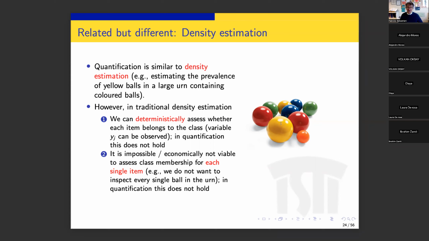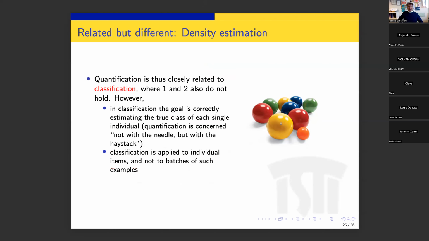The second difference is that in traditional density estimation, it is either impossible or economically implausible to assess class membership for each individual item. When we have a large urn of balls, we do not want to inspect every single ball in the urn. When we have a large population of patients, we don't want to test each patient in the population. We want to do estimates. In quantification, this is not true, because in quantification we deal with digital objects that can be managed in the millions. So we don't have mechanical processes. So there are indeed differences between density estimation and quantification.